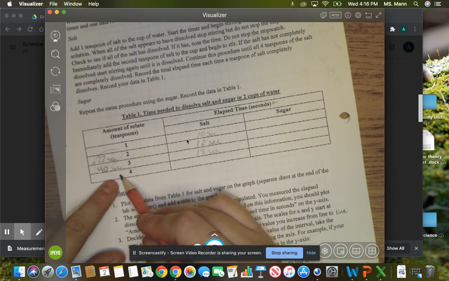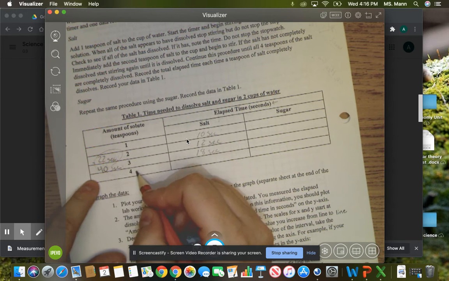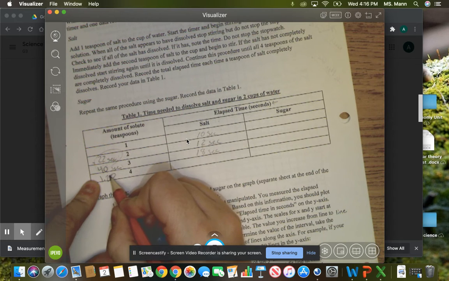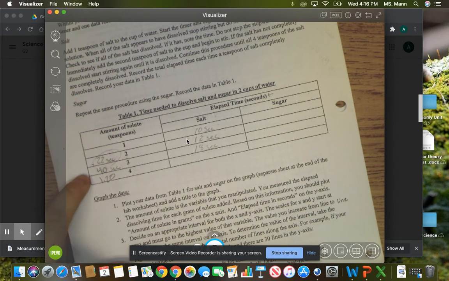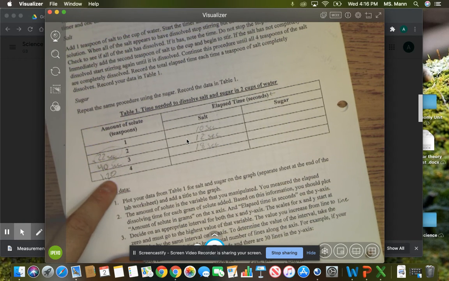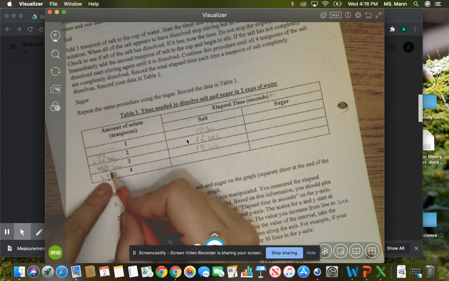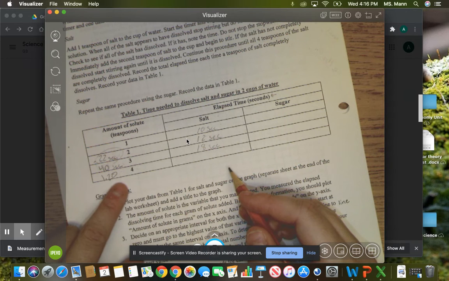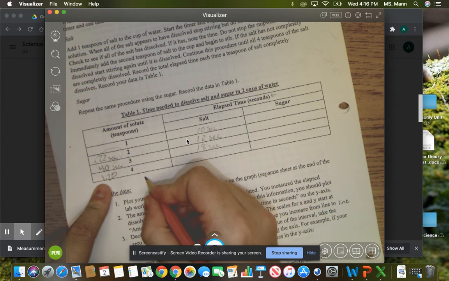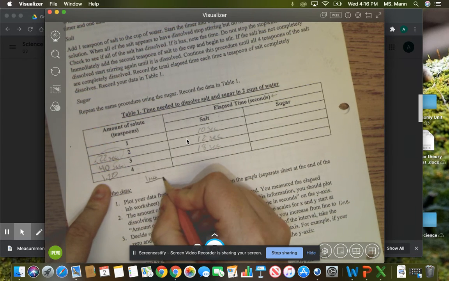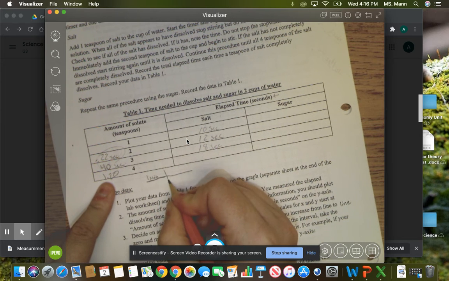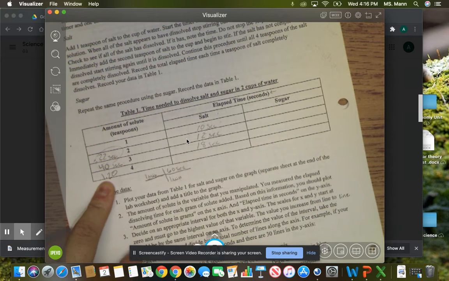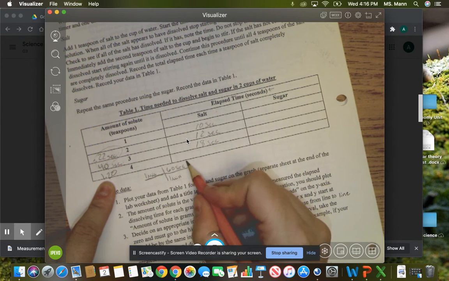So let's say you got to the 4th teaspoon and this time you don't get it dissolved until a whopping minute and 20 seconds. So if you have it in a minute, you need to convert all of this to seconds. You already have 20 seconds. So we need to convert 1 minute 20 into seconds. So you have 1 minute. Here's how we're going to convert. For every 1 minute, there's 60 seconds. So you have 60 seconds.